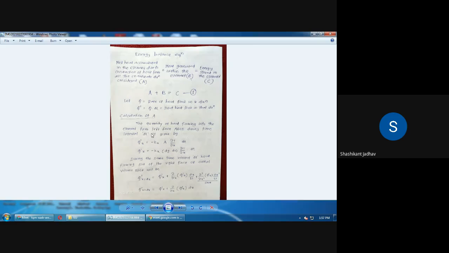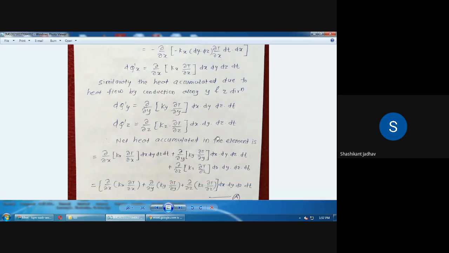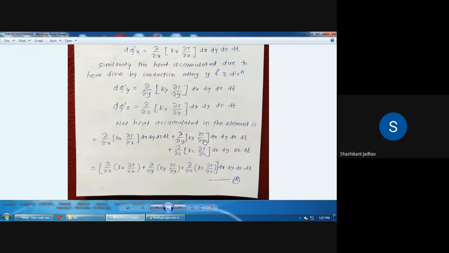So for part A calculation, we considered Fourier's law of heat conduction. In that, we calculated q'x, then we calculated q'x+dx, then we took the difference between these two, and we got the heat accumulated in that element in the x direction. Similarly, we wrote the equation for the y and z directions, and from that we get the total net heat accumulated in the element in all directions. So this is the calculation for part A.